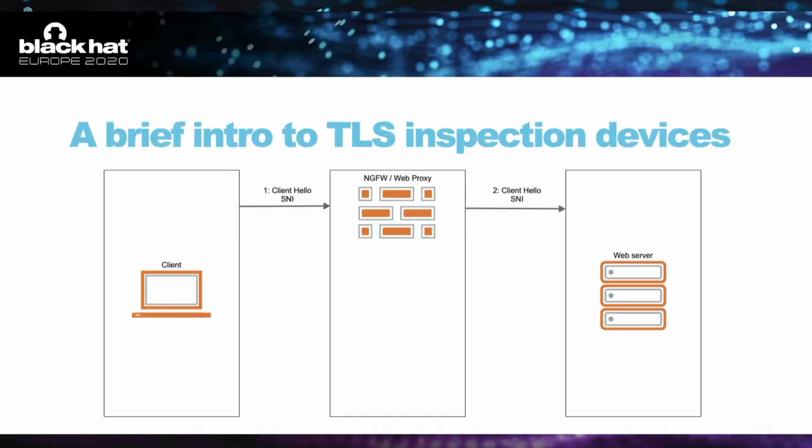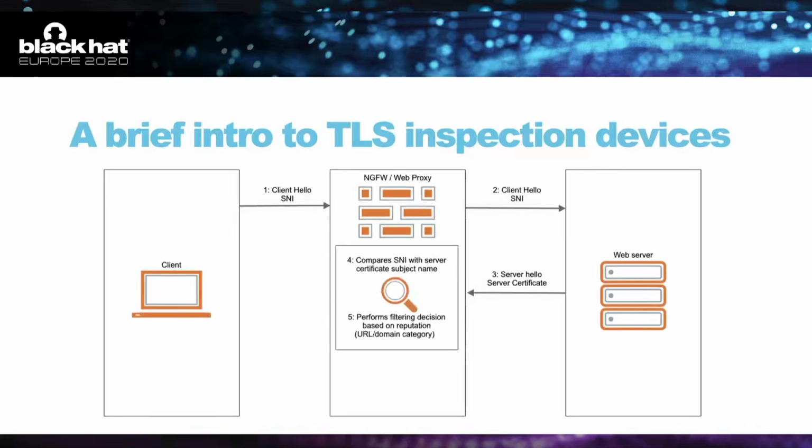And in step two, the TLS inspection device forwards this to the server. Fair enough. In step three, the server responds with a server hello and a server certificate, whereupon the next generation firewall or web proxy TLS inspection device performs the following. In step four, it compares the SNI with the server certificate subject name, thereby authenticating the server. And also it validates if the certificate is trusted or not based on its internal trust store.